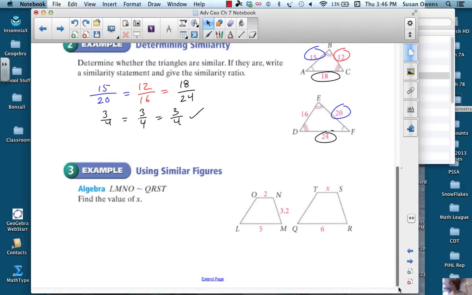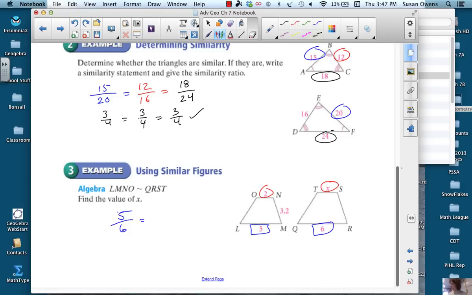Okay. If these two figures are similar, find the value of x. So they tell me how they're similar, and it looks like they're similar in the exact same way they're oriented. So what I can do is find one set of sides that I know. So I know the 5 and the 6. And I can use those to set up a ratio. And then I can use one side that I know and one side that I'm trying to find to write another ratio. So 5 goes first, so 2 has to go first on the top, 2 over x, and now I can cross multiply. So 5x equals 12, divide by the 5, and x equals 12/5.